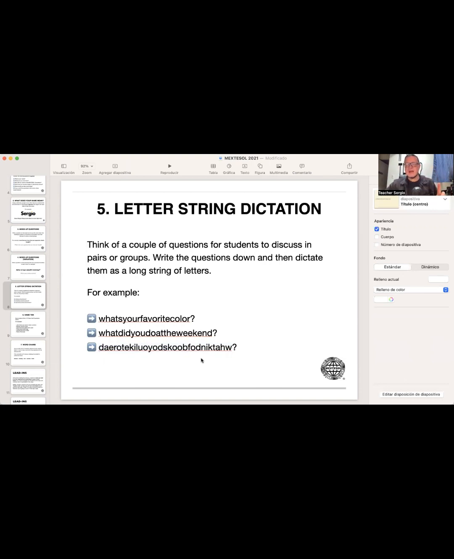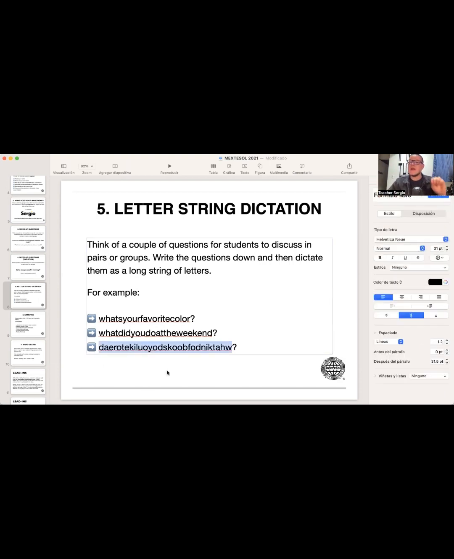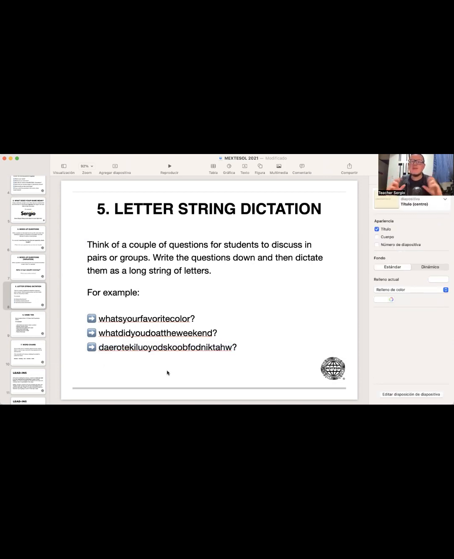So first thing they have to do is to copy what they hear. So like that, we are activating listening, but also writing. And then they will have to rearrange the question for what kind of books do you like to read? This is the question. What kind of books do you like to read? Once they sort it out, now it's time to do oral practice once more.